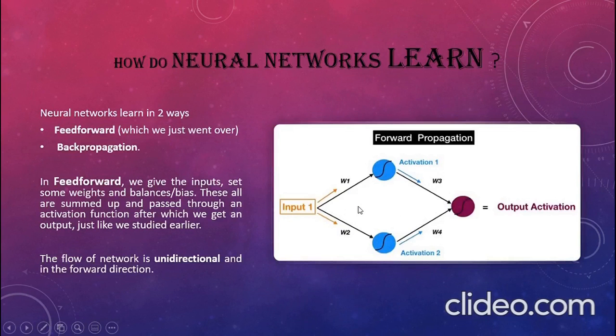How do neural networks learn? Neural networks learn in two steps: feed forward, which we just went over, and backpropagation. In feed forward, we give the inputs, set some weights and balances or bias. These all are summed up and passed through an activation function, after which we get an output, just like we studied earlier. The flow of the network is unidirectional and in the forward direction. That's why it's called a feed forward network.